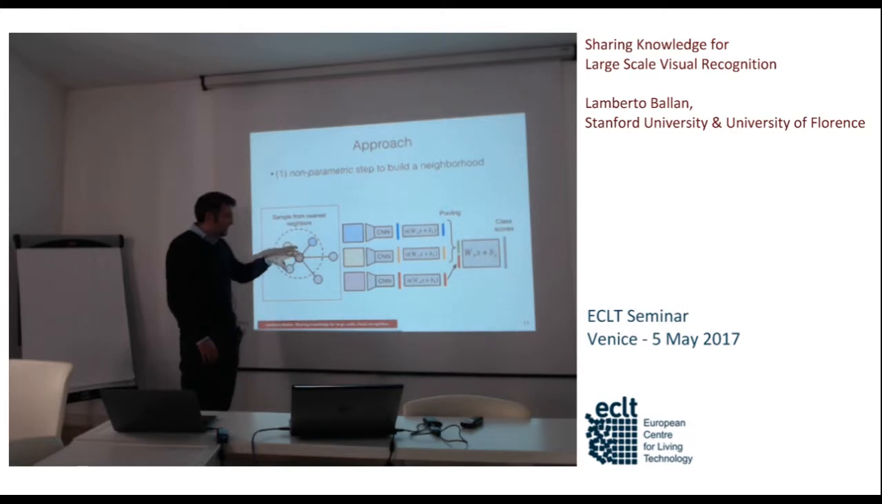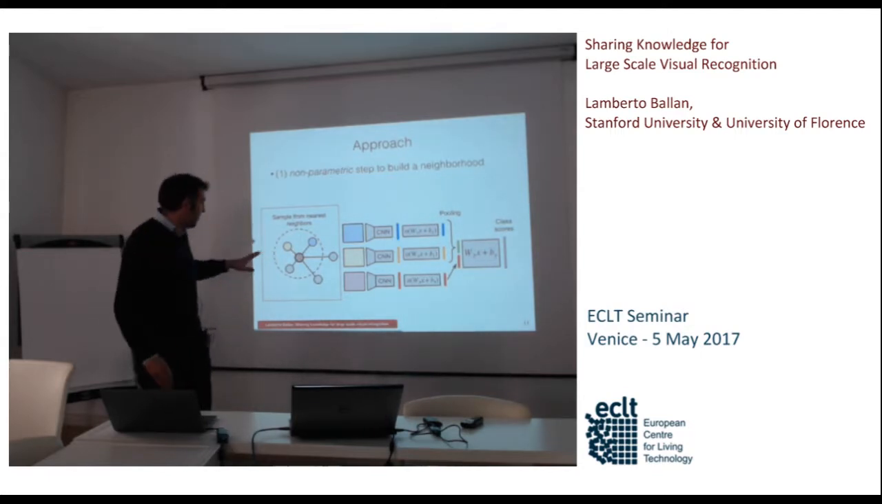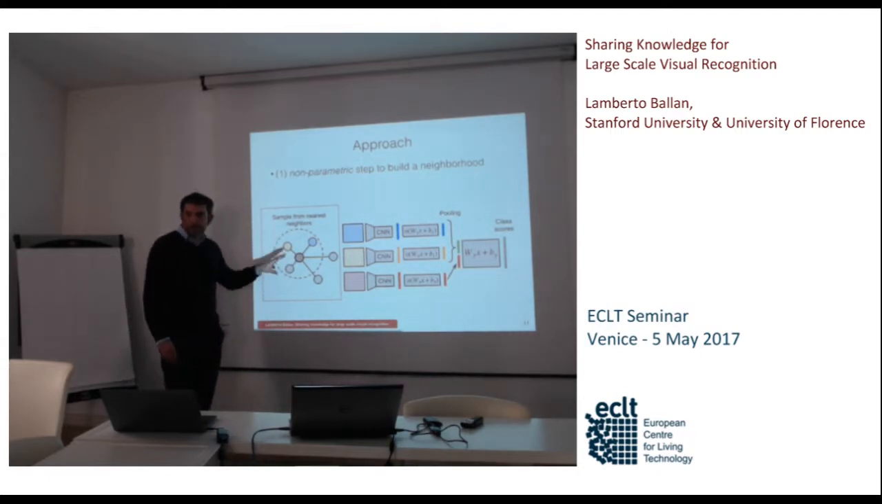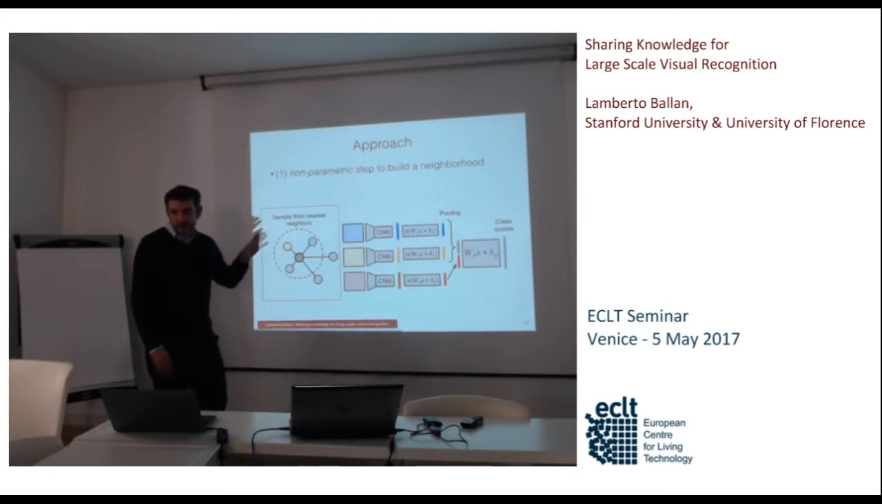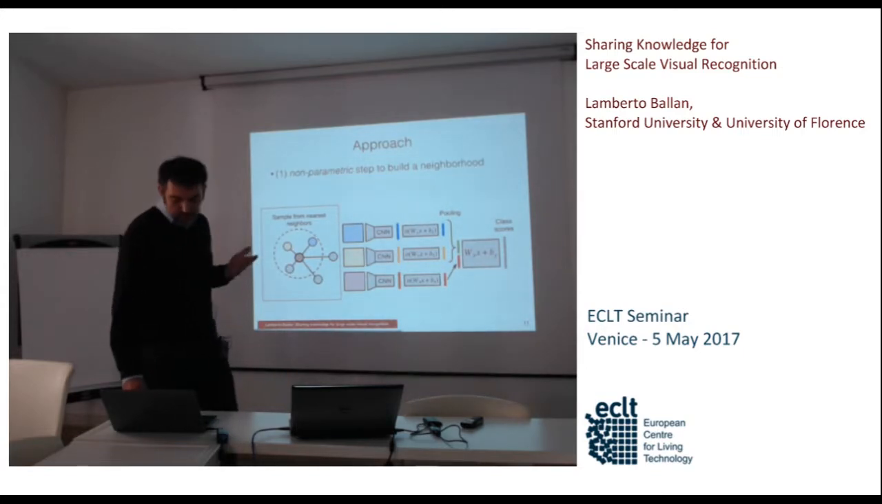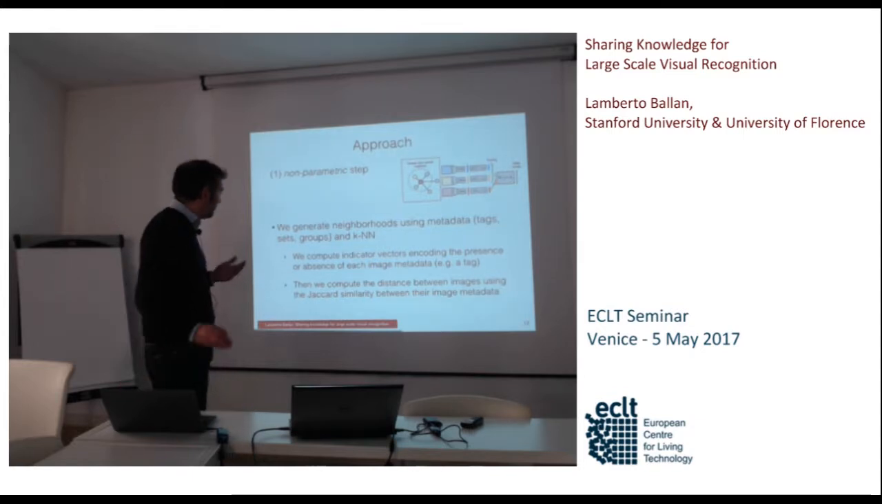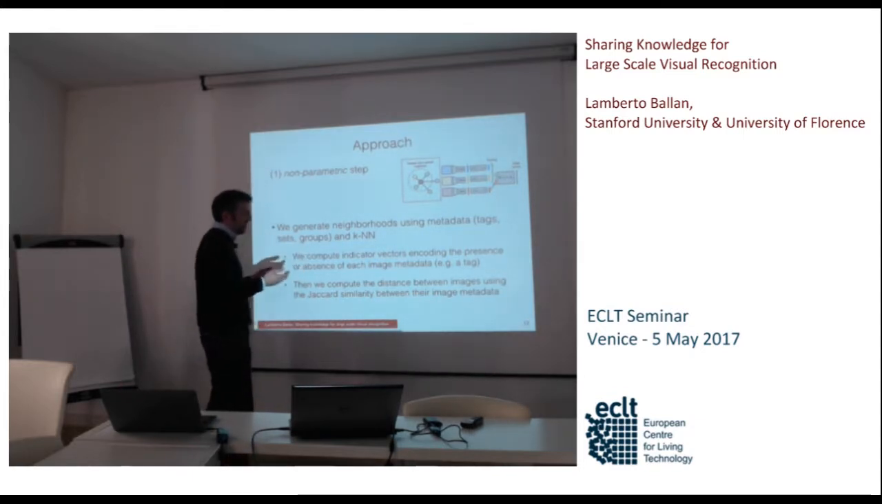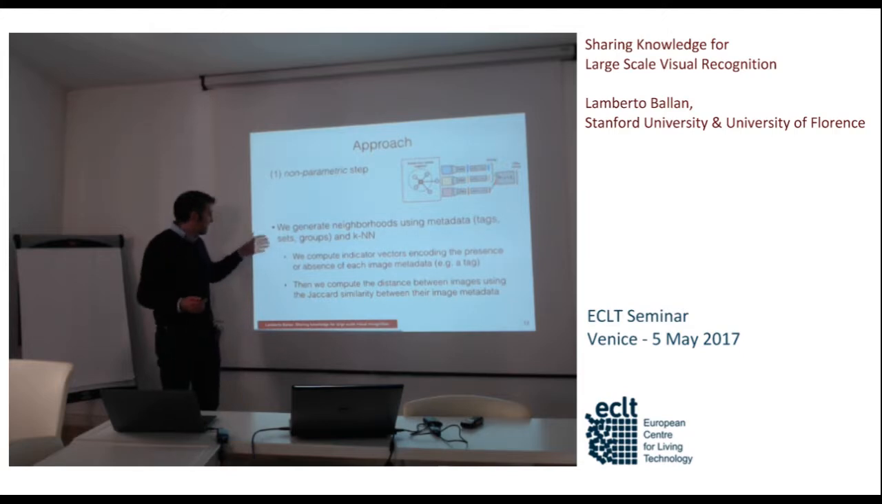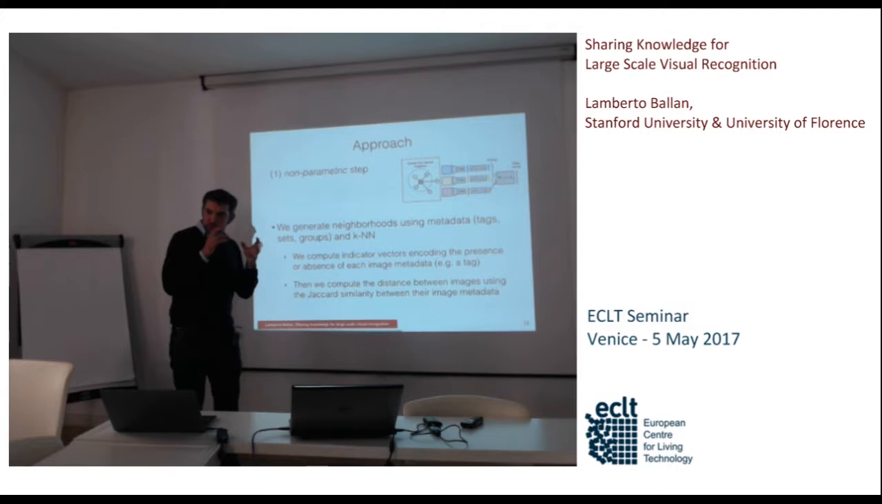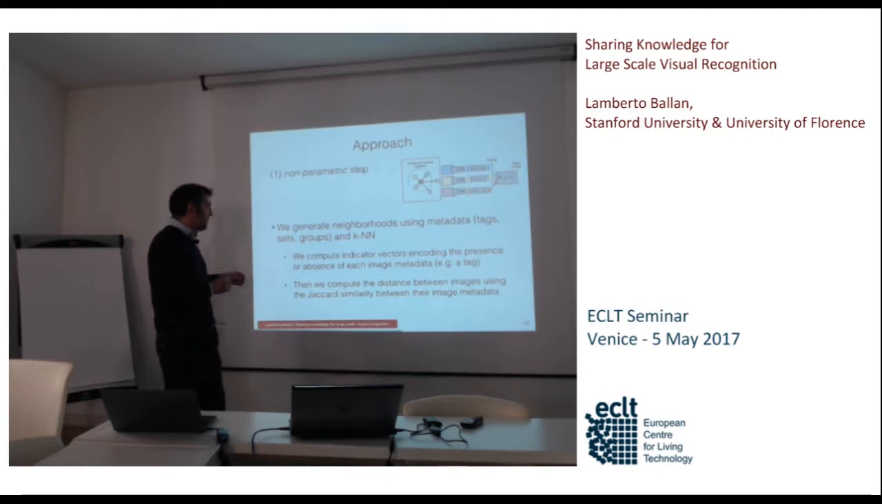Then I have this neighborhood of the image that is noisy, but I'm okay with that. These are candidates of images that are probably related to this somehow. This step, as I was saying, is based only on the metadata. In our case, these are tags, sets, groups, and all this kind of social network-based information. Then we have simple feature vectors on that, like an indicator vector, for example, on the tags.